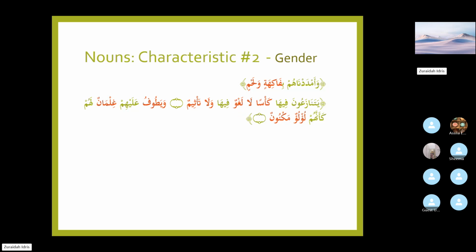Isim. Why is it an isim? Because of the tanween, and it is nakira and it is a muzakkar. Yes. Alhamdulillah. Good. So the same thing here.